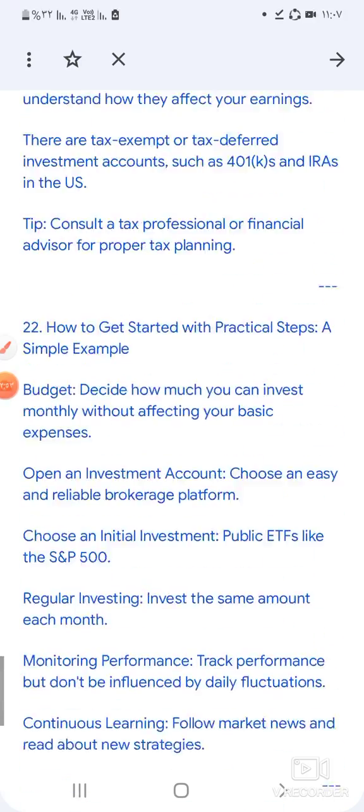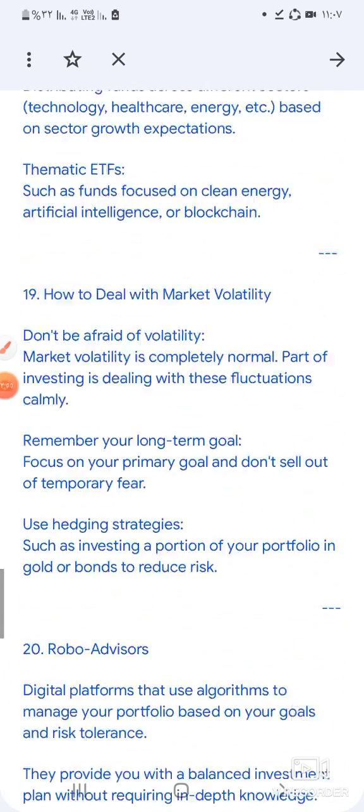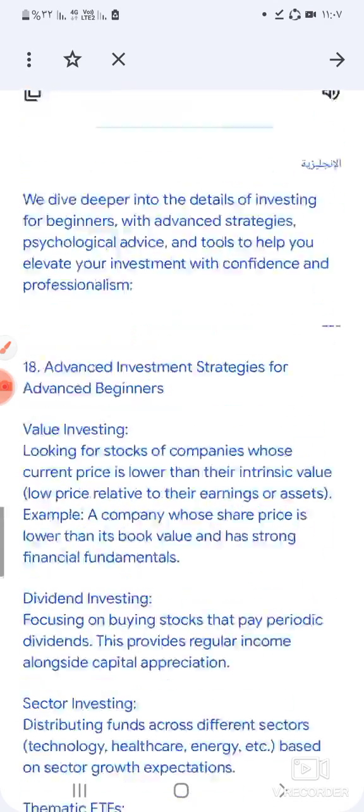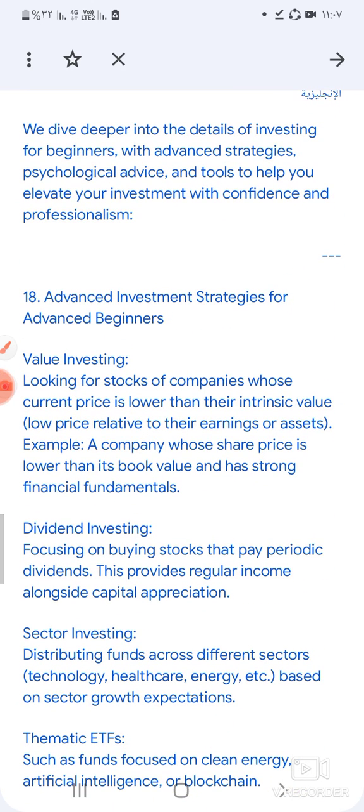We dive deeper into the details of investing for beginners, with advanced strategies, psychological advice, and tools to help you elevate your investment with confidence and professionalism. 18. Advanced investment strategies for advanced beginners.